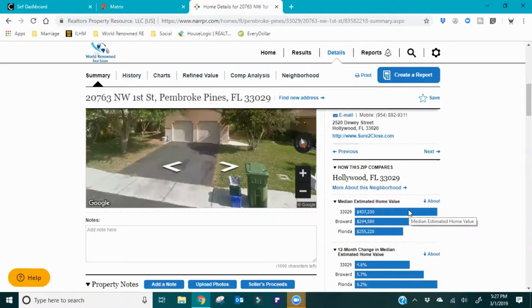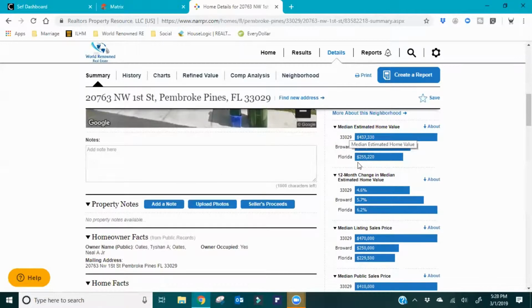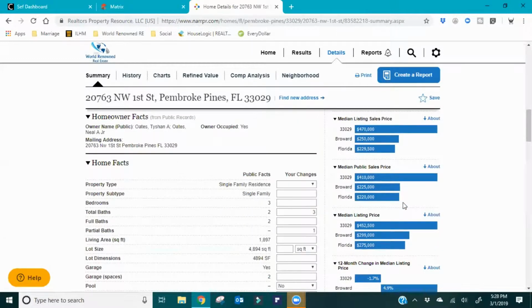You'll see there are a couple of key metrics that I start looking at immediately once I pull up the property. Some of them are the median estimated home values for the zip code, the county, and then the state. But more so than the estimated home values, because those can be off depending on the sources of the numbers, I come down and there are a couple of things I'm looking for immediately. The first three are the median listing sales price, median public sales price, and the median listing price. Let me explain what this is: the median listing sales price.